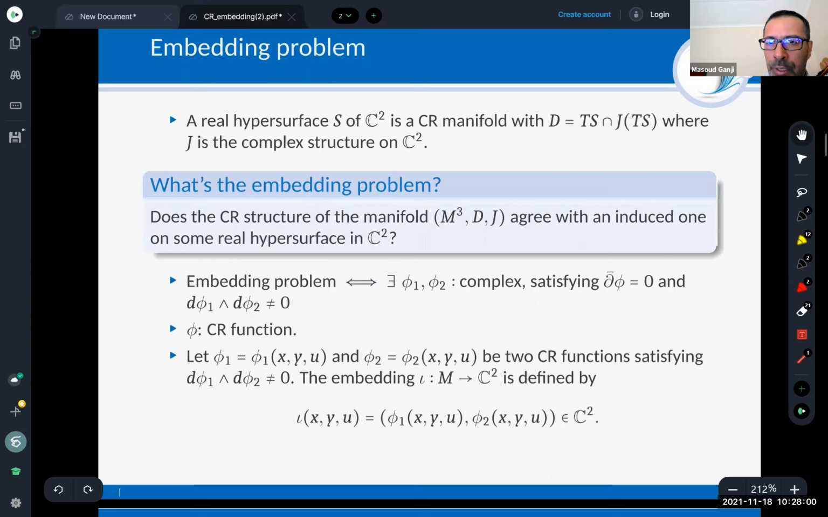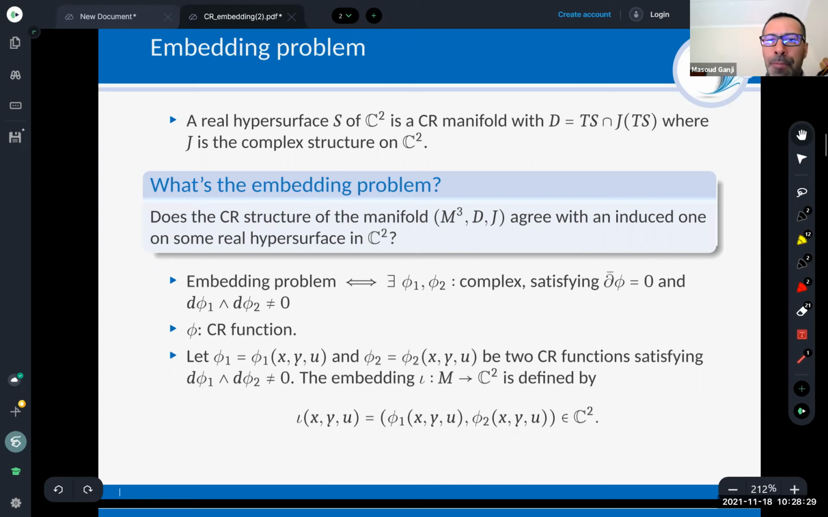Two complex functions satisfying this PDE and also this wedge product. Function phi is called a CR function. And if we have two CR functions, phi1 and phi2, we can introduce the embedding in this way. We can introduce the embedding to be these two coordinate functions in C2. This is how we define it.